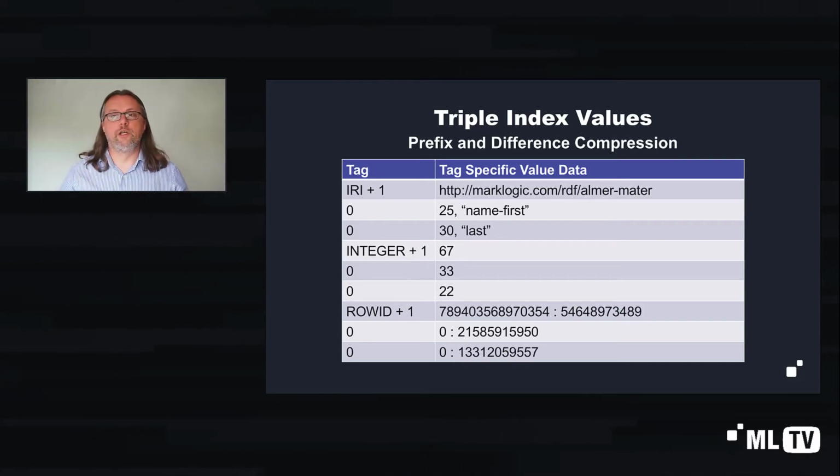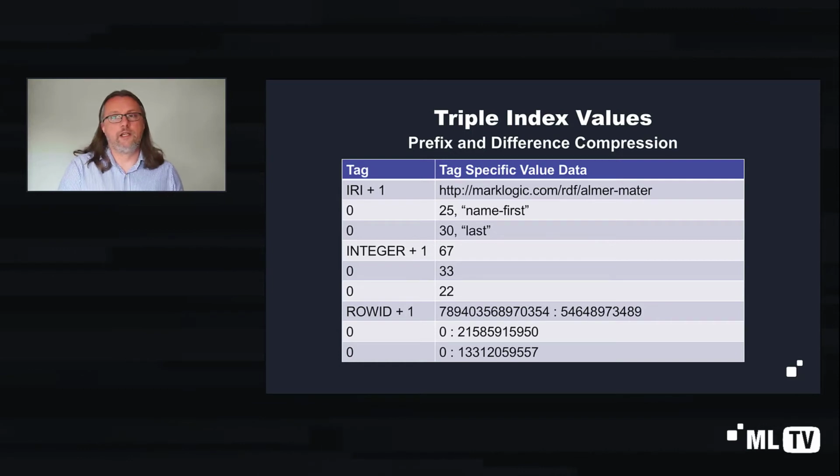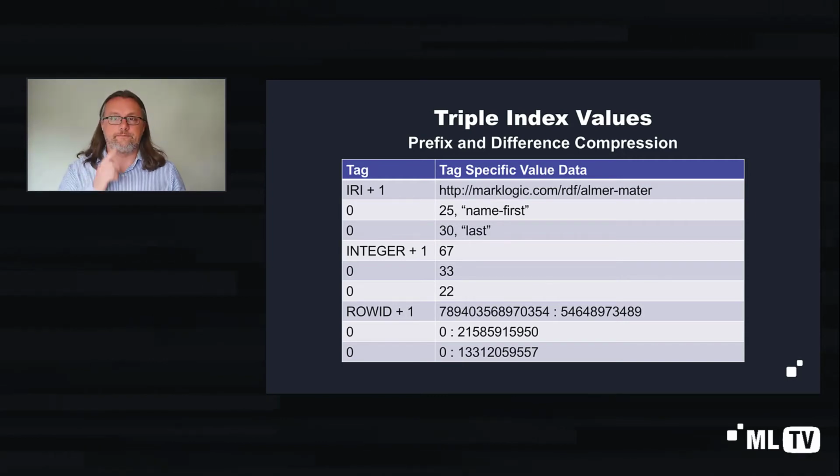When we do strings, we use prefix compression. What that means is we first store a number. In this case, the second row here has 25. That means take 25 characters from the start of the previous string and then add on this next string. So in that case, when we have IRIs with a lot of repeated prefixes, we don't store that prefix over and over. We can compress those strings.